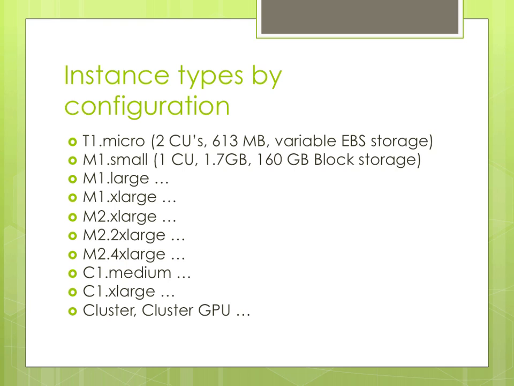C1 medium, C1 extra large, C1 double extra large, they are all machines which are higher in processing power. So for process intensive jobs and process intensive sites, you want to be on these.